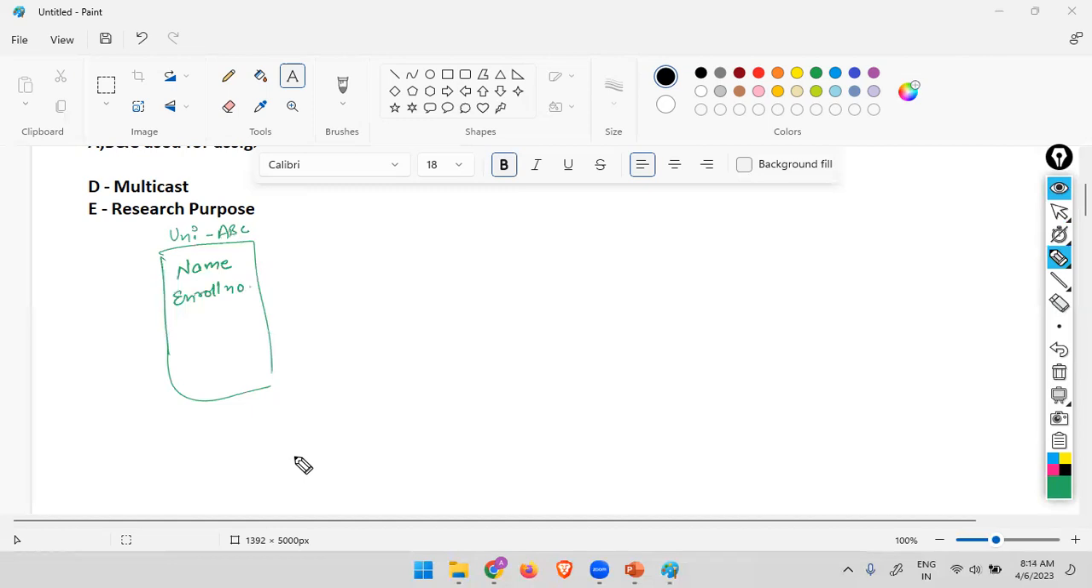Correct? Again, name was what? Physical or logical? Physical entity. And right now we are discussing IP address. So that means we do not care about the name part, the physical entity. Right now we just care about the enrollment number part.